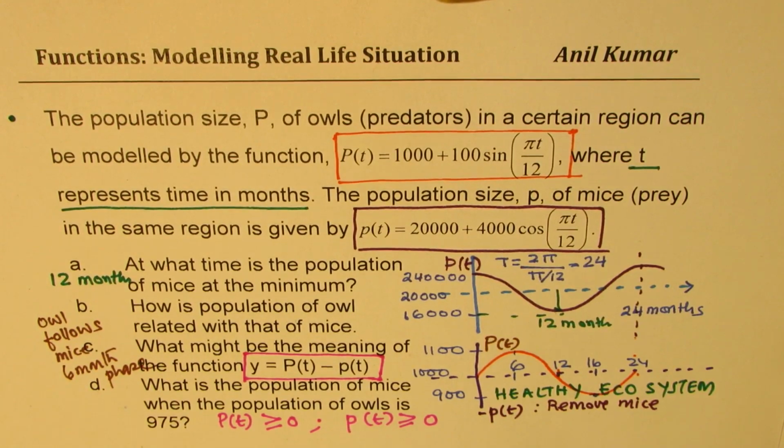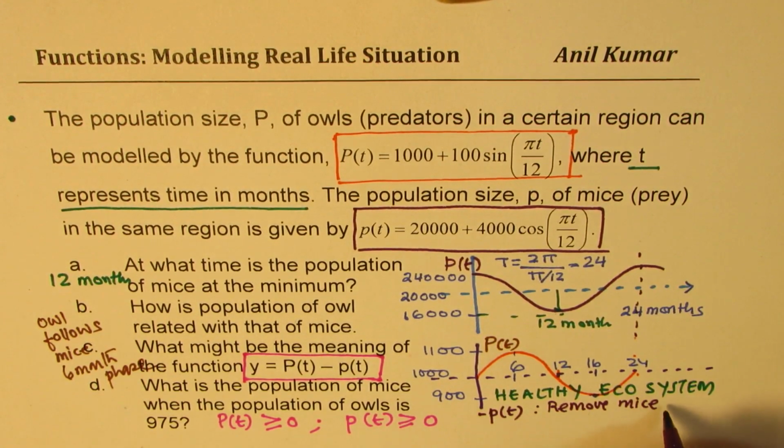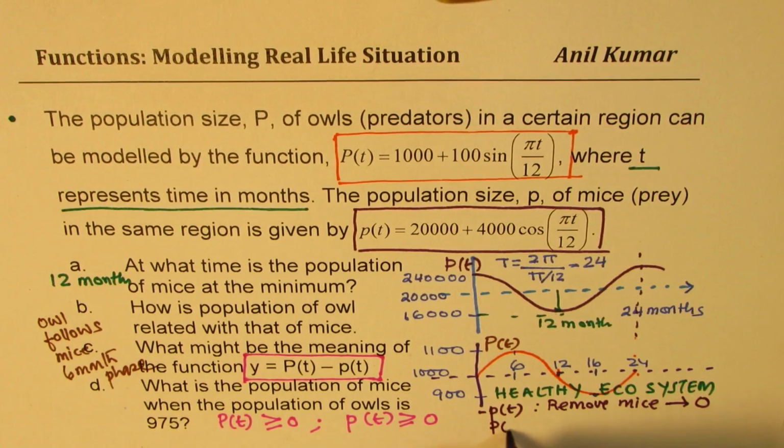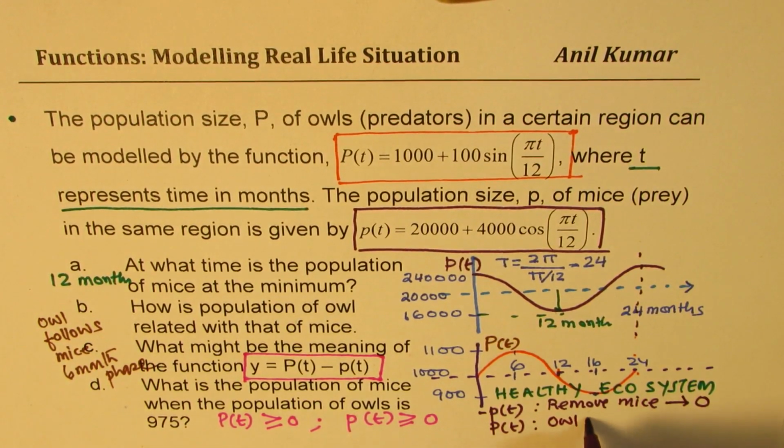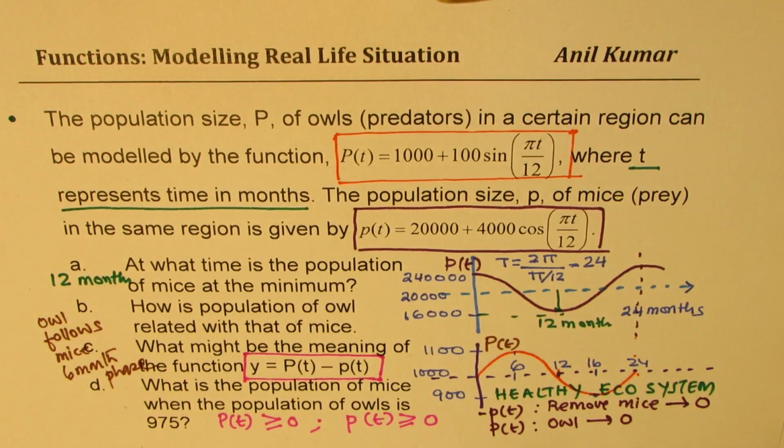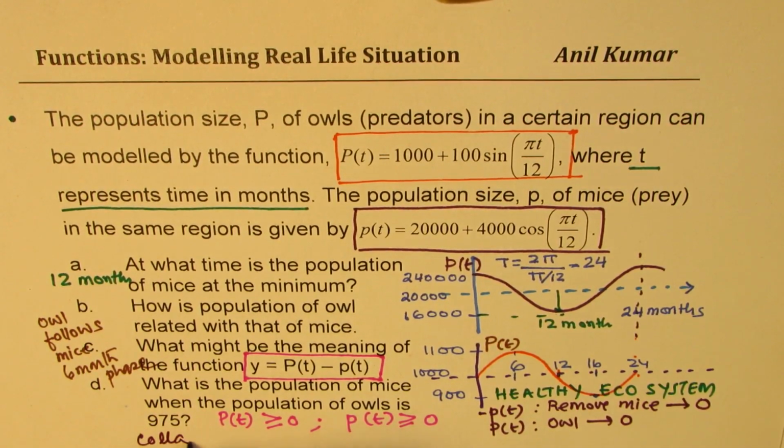If the mice are removed, owl will not have any food there, based on this information provided. So what do you notice here? Within 6 months, because they're just following the mice, owl will also vanish. As this becomes lower, approaching 0, the capital P of t, which is the owl, will also diminish, decrease, approach 0, correct? So the whole system will collapse. That is what the real answer is. So removal of p of t means collapse of the ecosystem.